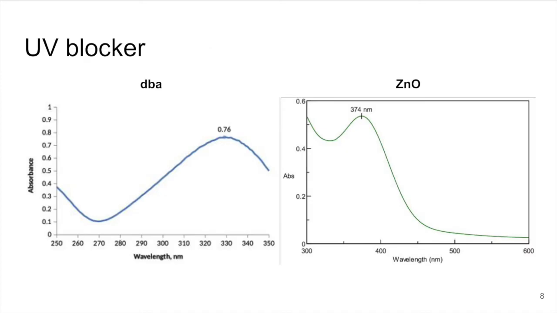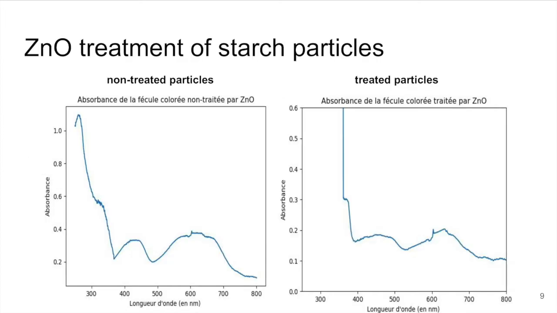As seen from light absorption spectra, both compounds efficiently absorb UV light. Due to the difficulties in the synthesis of DBA and coating the particles with it, we've decided to use zinc oxide. As seen from the comparison, zinc oxide coating indeed makes starch particles opaque to the UV.